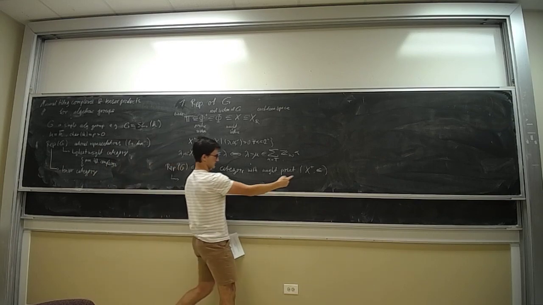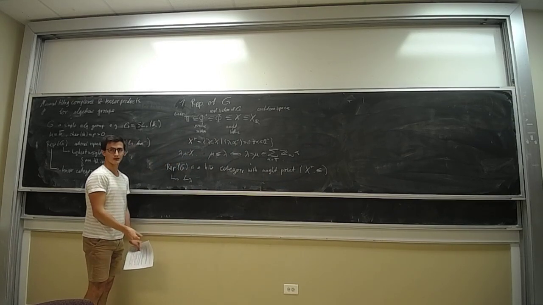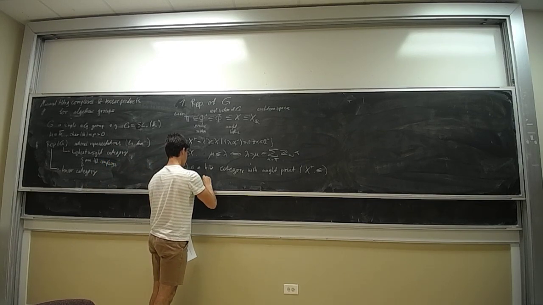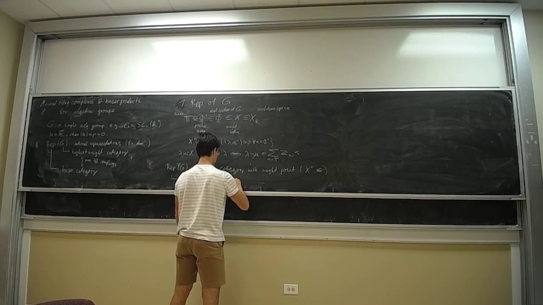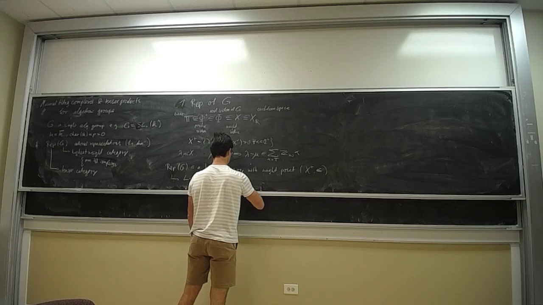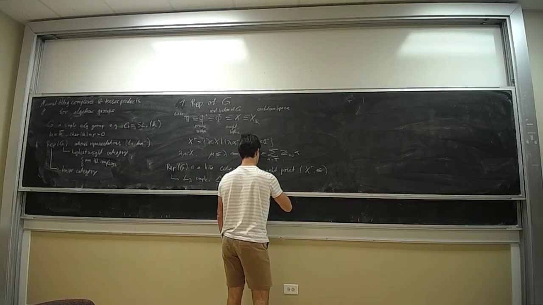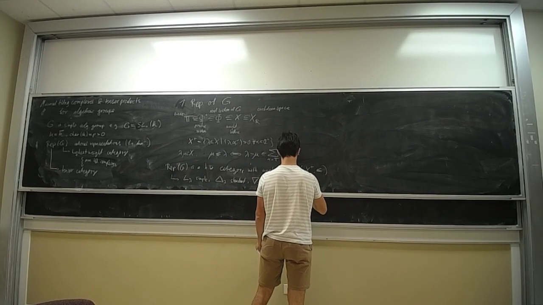indexed by the set of dominant weights. Namely, we have the simple objects L(lambda), so the simple G-modules. Then we have standard modules Delta(lambda). We have co-standard modules nabla(lambda). And we have indecomposable tilting modules.